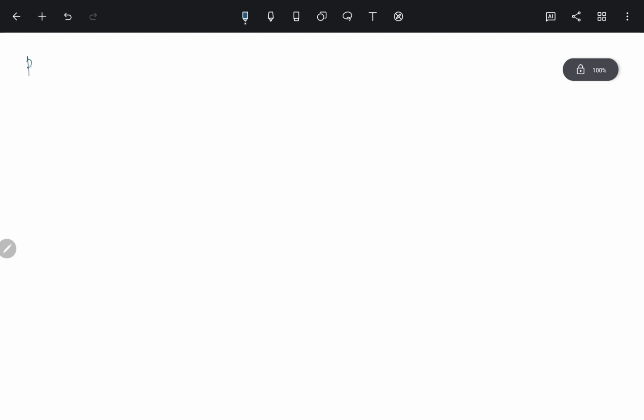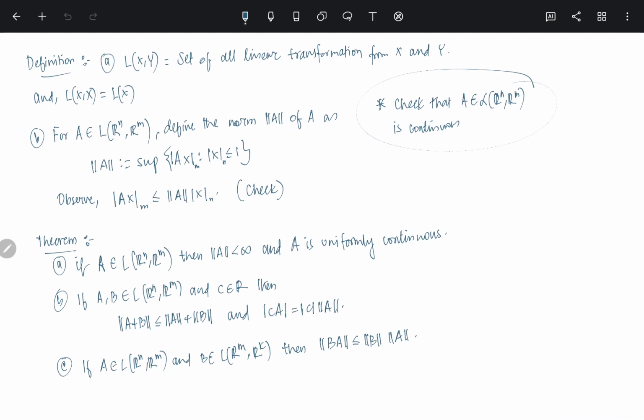Okay, so let's look at the proof of this. The first thing is this: you have to show that the norm of A is finite and A is uniformly continuous. That is what we need to show.